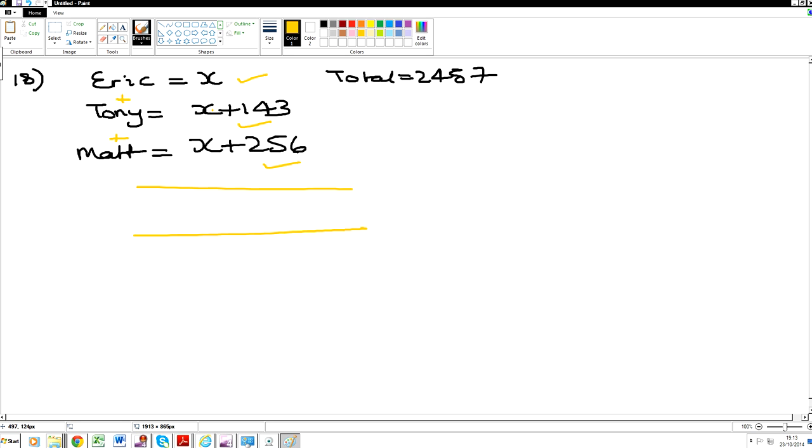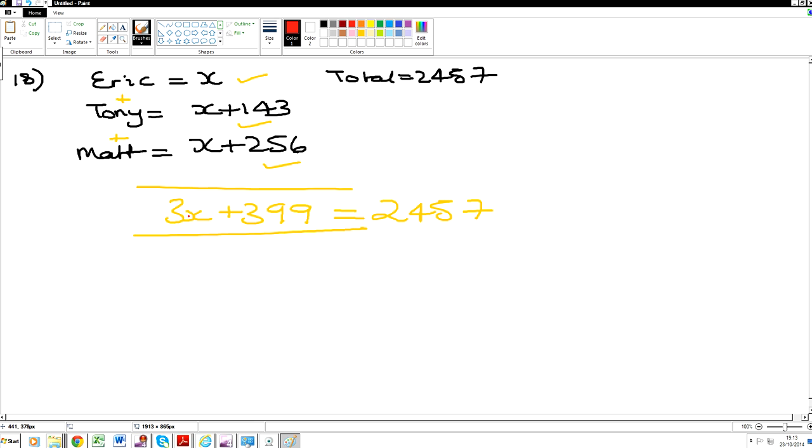Okay, what's x add x add x? 3x. 3 times x. Yeah. Okay, what's 143 add 256? 399. And what does all of this add up to? 2,457. Okay, so what we've done now, we set up all the equations, we set up what each person gets. We've done the major equation over here. Now we need to work out the value of x.